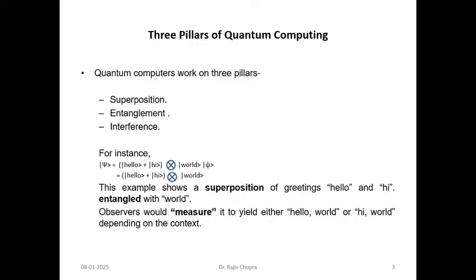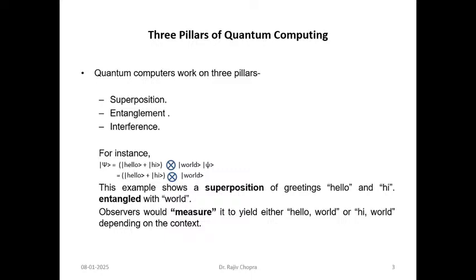This is a very common example that we have. Hello and hi, they are there, and then the tensor product with world. So this will be hello plus hi, tensor product with world. We can write it like this. So it will be the superposition of hello and hi entangled with the word world. When you measure it, your output will be hello world or hi world, depending on the context. So this is an example to show superposition and entanglement.